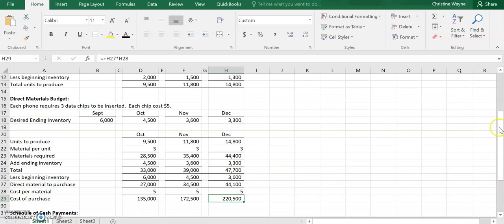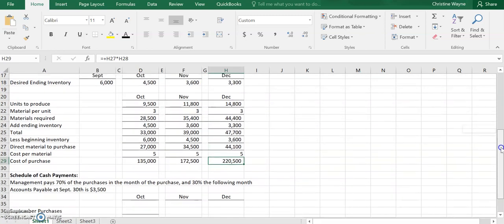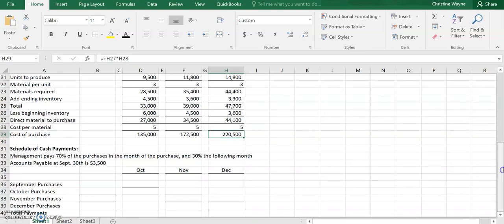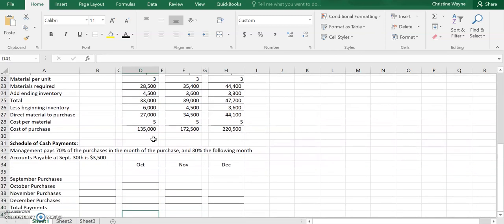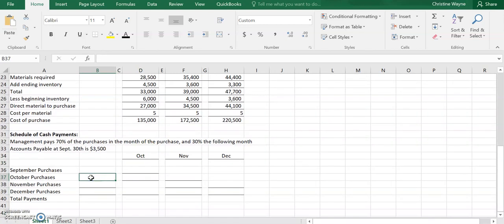Now that we know how much we have to buy, we can move down to say, well, what is our cash payments going to look like? Again, each budget will build off of each other, which is why we have to start with that sales budget and move forward. So since we know how much we need to purchase, we can look at our cash payment schedule. This first month, October, we have $135,000 that we need to purchase. So I'm going to put that in. I'm going to put in our November purchases, and I'm going to put in our December purchases.